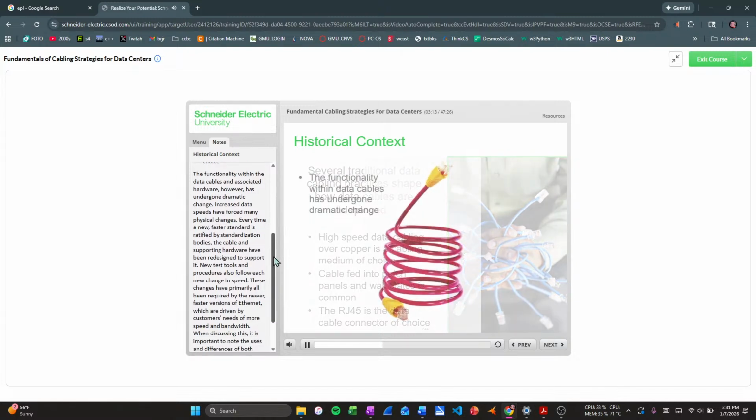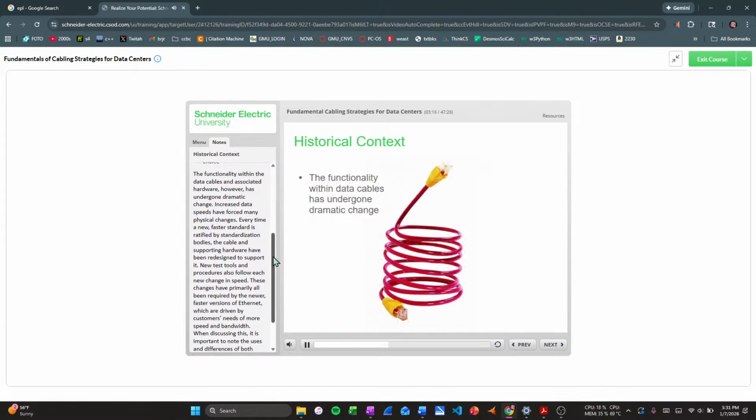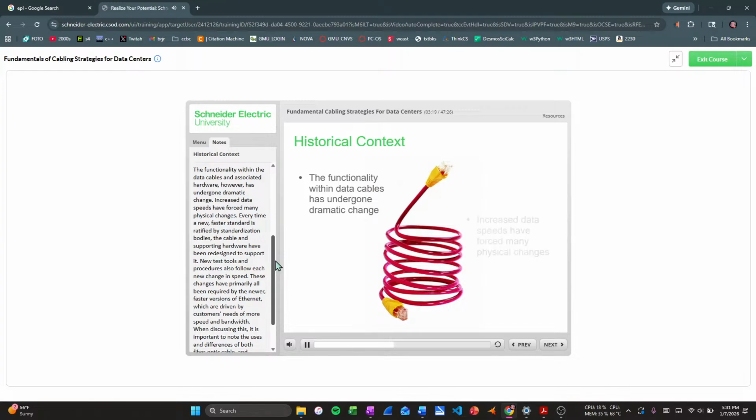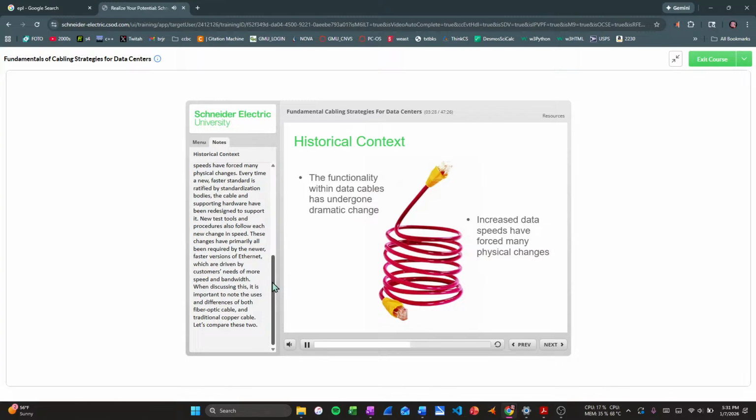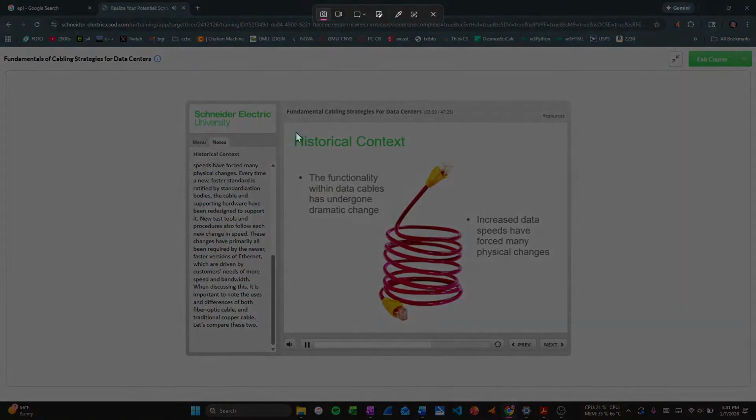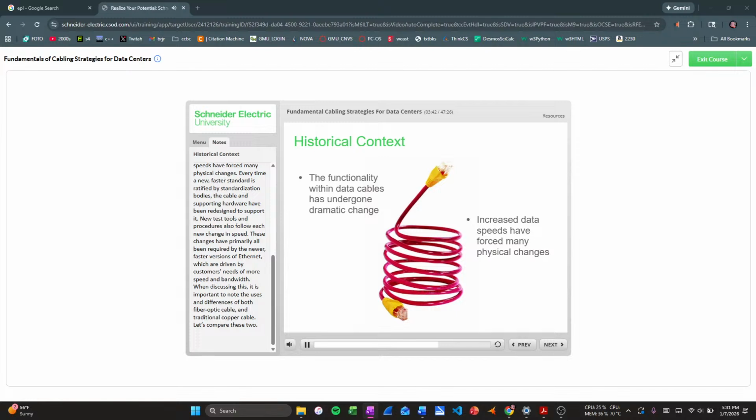The functionality within the data cables and associated hardware, however, has undergone dramatic change. Increased data speeds have forced many physical changes. Every time a new, faster standard is ratified by standardization bodies, the cable and supporting hardware have to be redesigned to support it. New test tools and procedures also follow each new change in speed. These changes have primarily all been required by the newer, faster versions of Ethernet, which are driven by the customer's need of more speed and bandwidth.